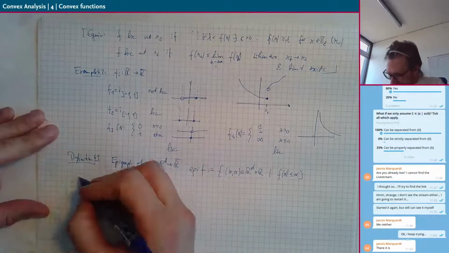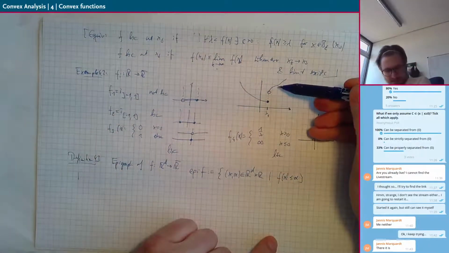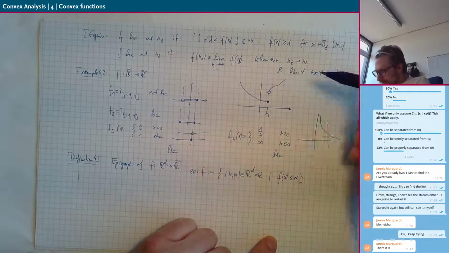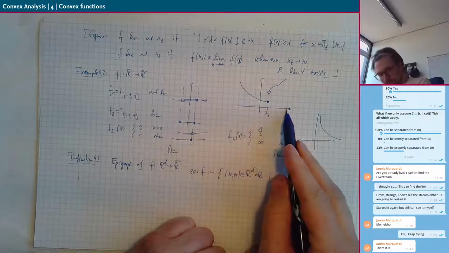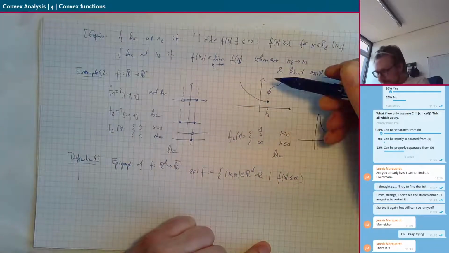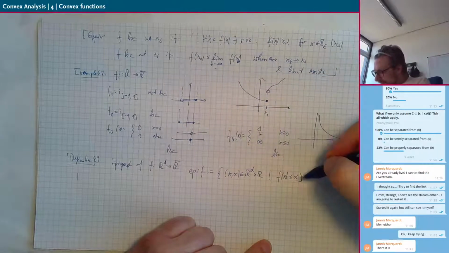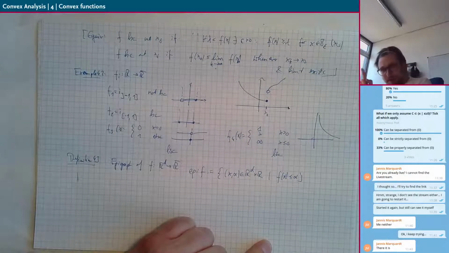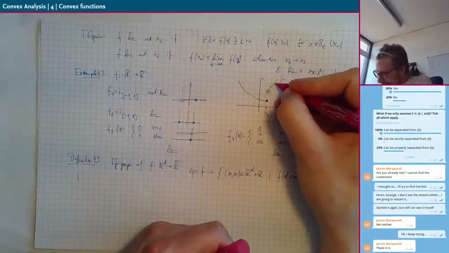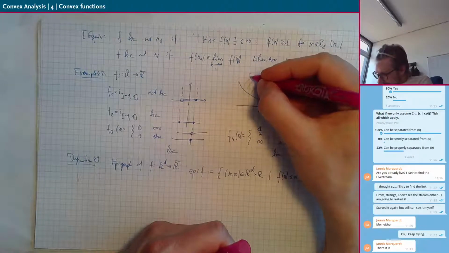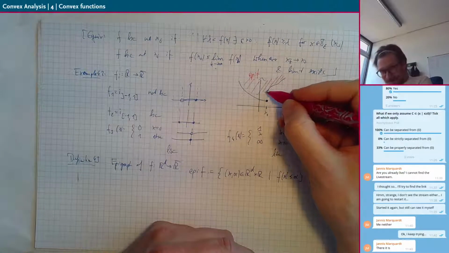So what is this? Maybe I'll just paint it here. What is this in this big example here? The epigraph is a subset of the product, so domain of definition times range. So it's a subset of this plane here. And it consists of all the points such that the alpha is above the graph. So actually everything which is here, that is the epigraph.